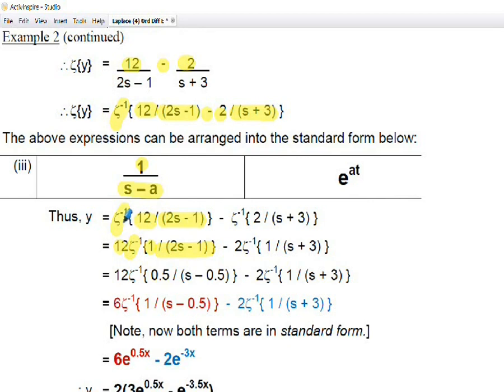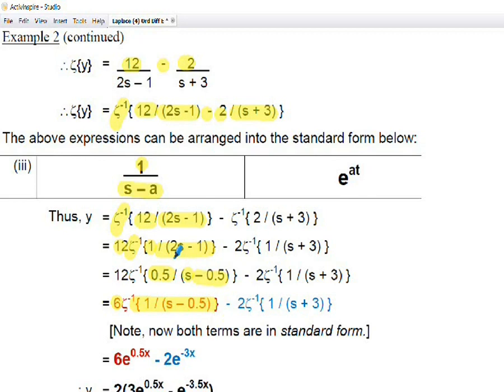So dividing 1 by 2, I get 0.5. Dividing the 2s by 2, I get s. And dividing the minus 1 by 2, I get minus 0.5. So now I am in the form of the s minus a on the bottom, but I've got 0.5 on the top. But of course, again, using linearity, I can take the 0.5 outside the inverse Laplace transform function, so 12 times 0.5 gives me 6, and now inside the inverse Laplace transform function, I've got my 1 upon s minus a. So I suggest just look at that again, how we did that, rearrange that into the standard form there.